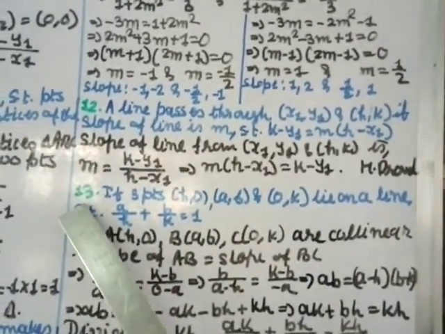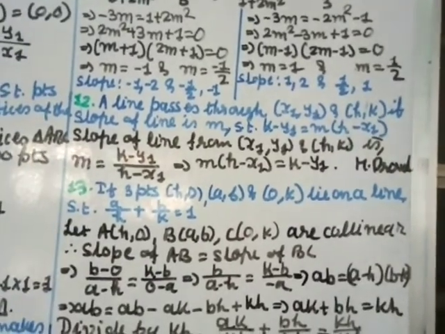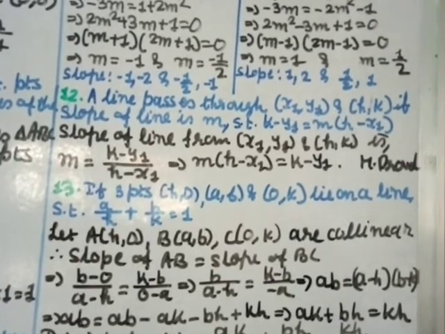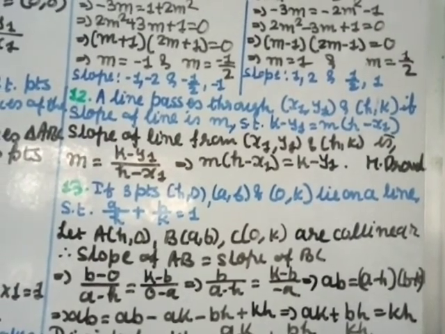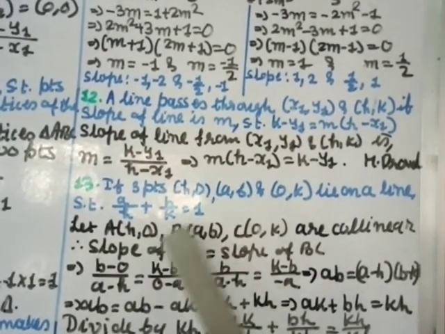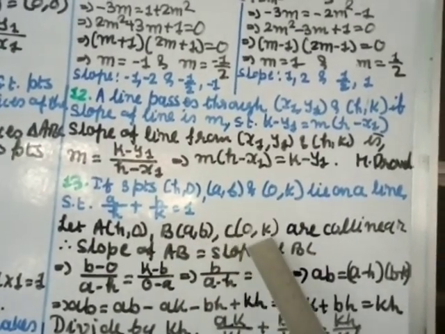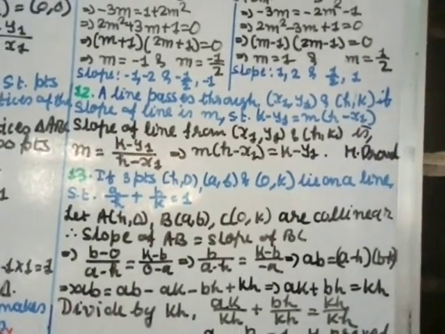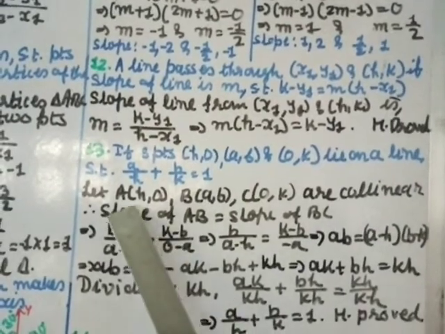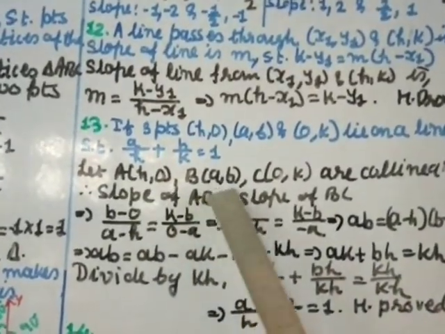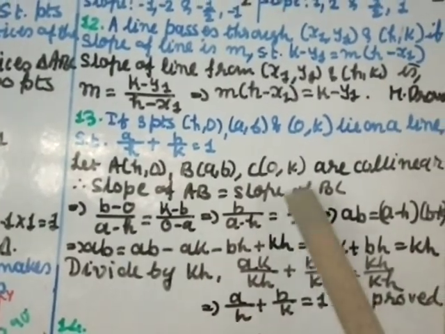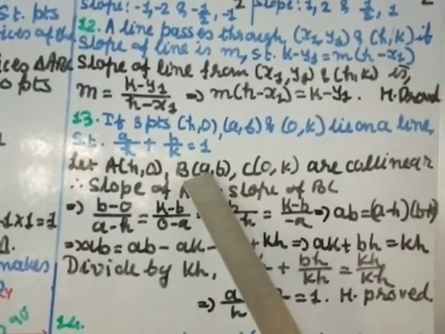Answer. Question number 13. If 3 points (h, 0), (a, b), (0, k) lie on a line, show that a by h plus b by k is equal to 1. Call this as A (h, 0), this as B (a, b), and this as C (0, k), which are collinear. Now if A, B, C are collinear, then we know that slope of AB is equal to slope of BC. Okay, so I'll write slope of AB first. Slope of AB, so b minus 0 divided by a minus h equal to slope of BC, which is k minus b divided by 0 minus a.